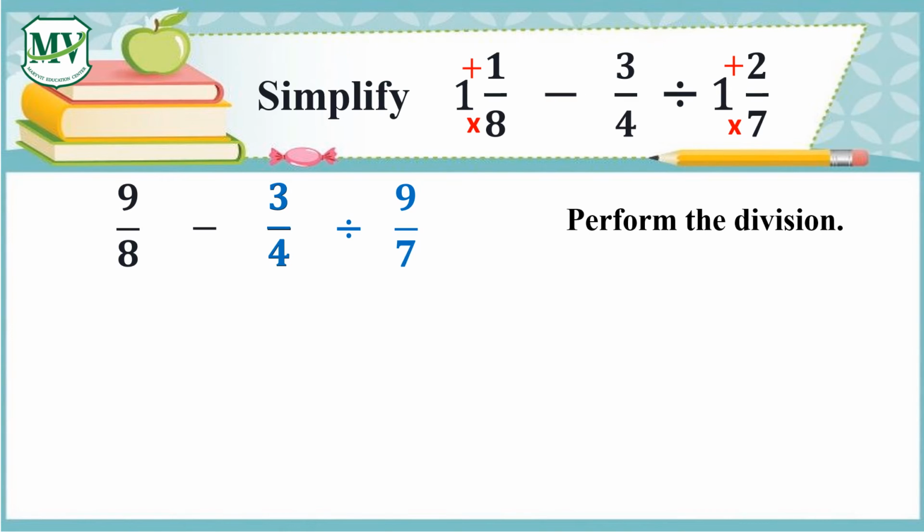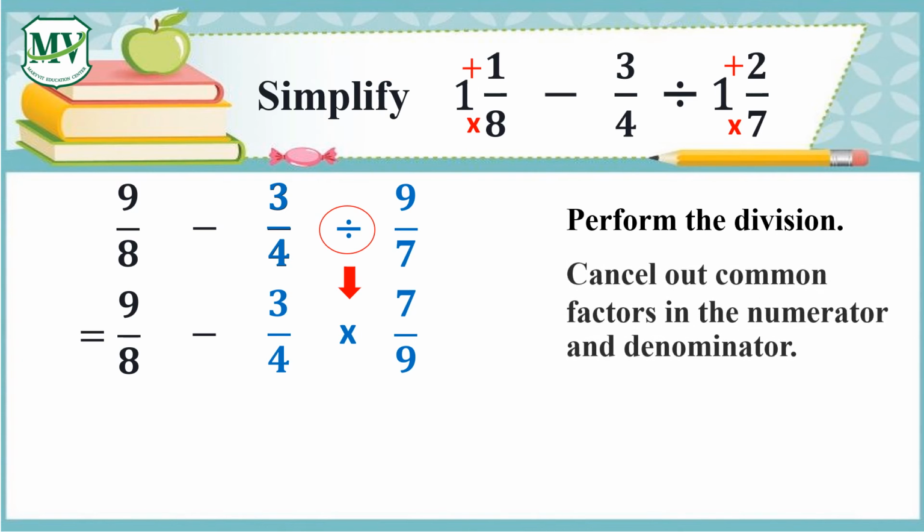Let's copy 9 over 8. Now, let's perform the 3 steps. Keep the first fraction the same, 3 over 4. Change the division sign to a multiplication sign. Then flip the second fraction to get the reciprocal. We have 7 over 9. Do you follow? Are you still learning?